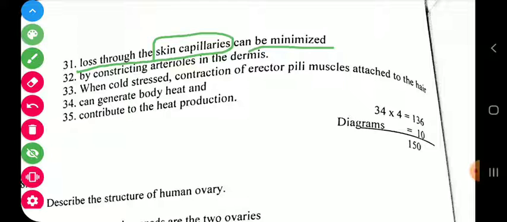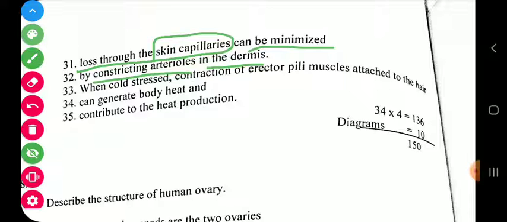So heat loss through the skin capillaries can be minimized. How can you minimize? By constricting the arterioles. The arterioles are trying to hide, kind of. By constricting the arterioles in the dermis. Now, heat loss through the skin capillaries can be minimized by constricting the arterioles in the dermis.